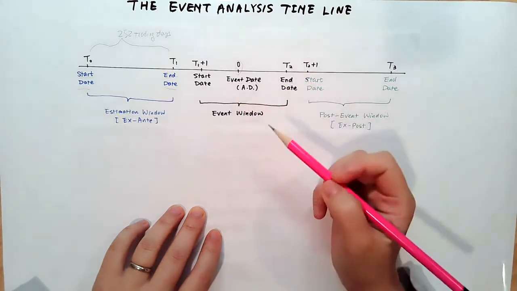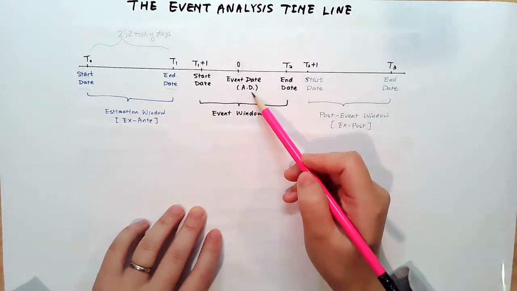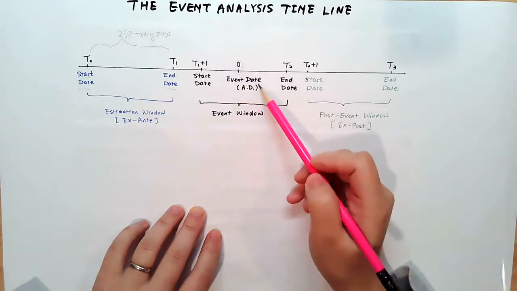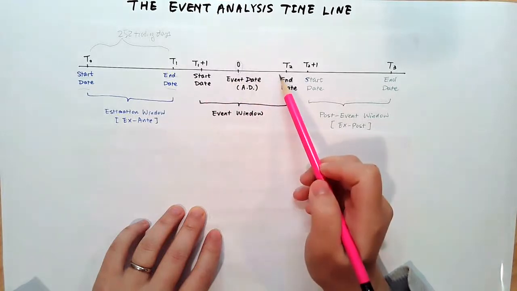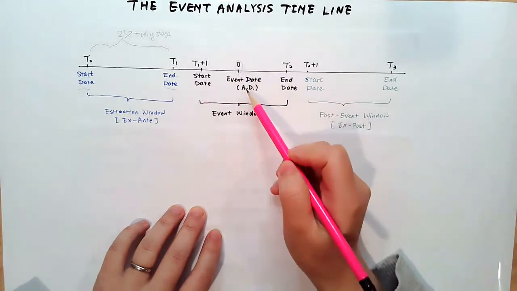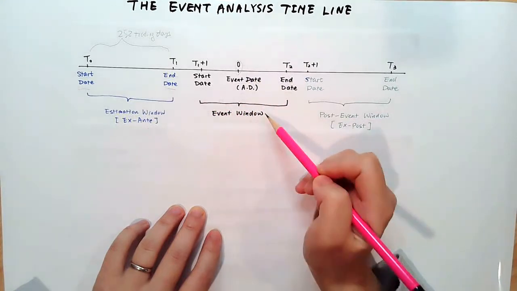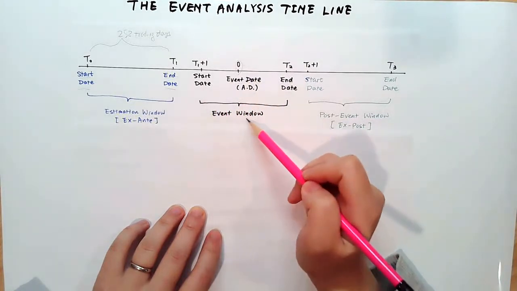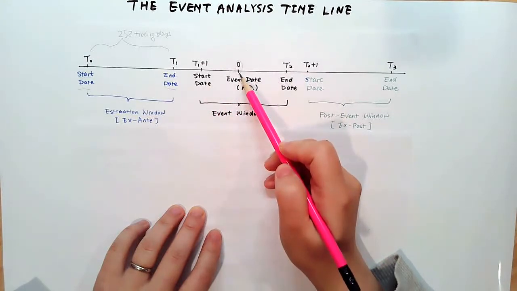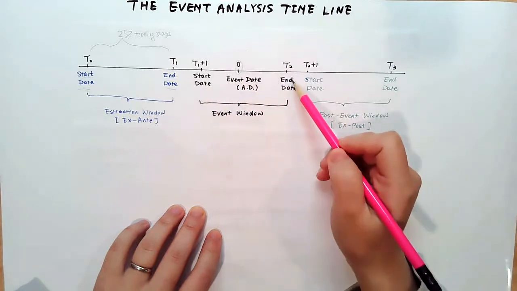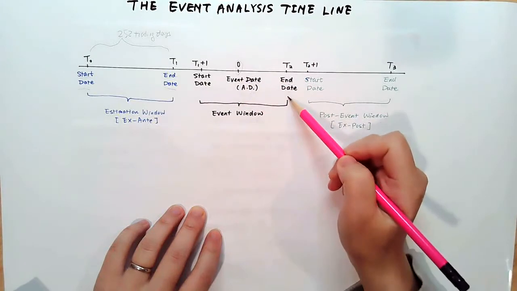Event date is usually in reference to the date when the announcement is made. So it's also known as announcement date or AD. Event date is usually marked as T0 on the event analysis timeline. Once you figure out what is the event date, then you can start to carve out the event window. The start date of the event window is usually a few trading days prior to the event day, and the event window will end a few trading days after the event day.